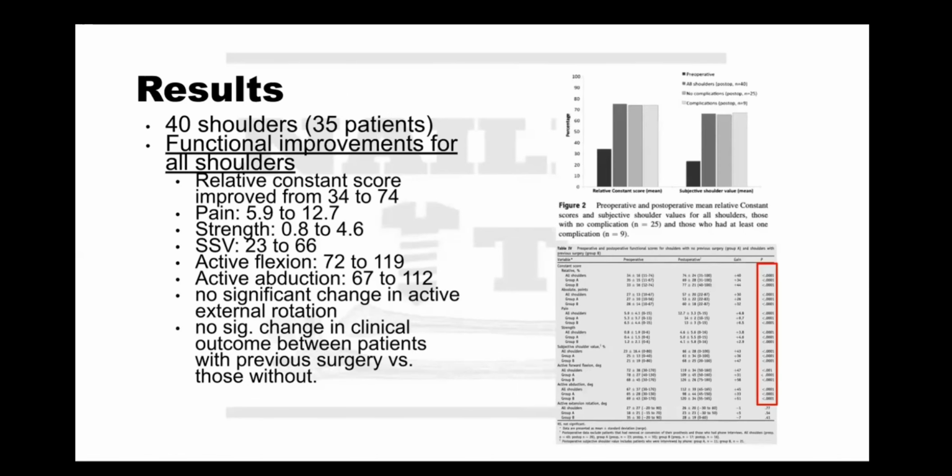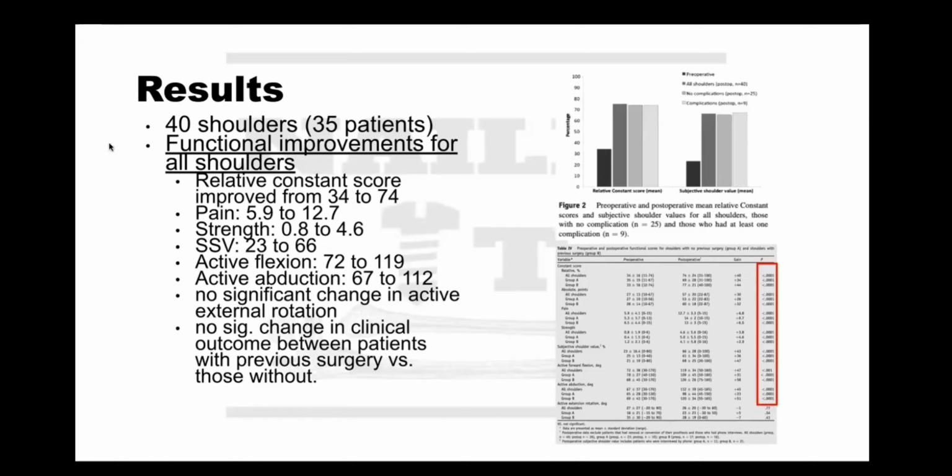And then in terms of results, again, they included 40 shoulders in the study. They wanted to look at the relative Constant score, and they saw that the relative Constant score, including pain, strength, and the other parameters that go into it, increased from 34 to 74 in both groups. They initially divided the groups into Group A, shoulders with no previous surgeries, and Group B, shoulders with previous surgeries, as you can see in the table, the bar graph in the top right-hand corner.